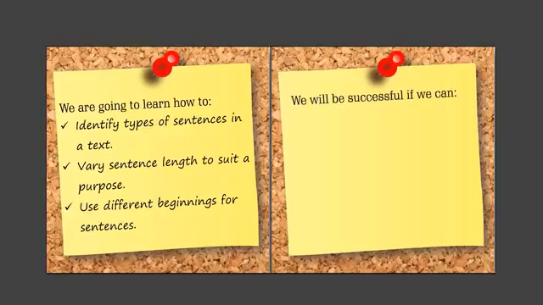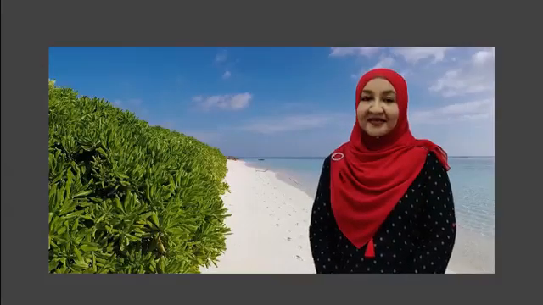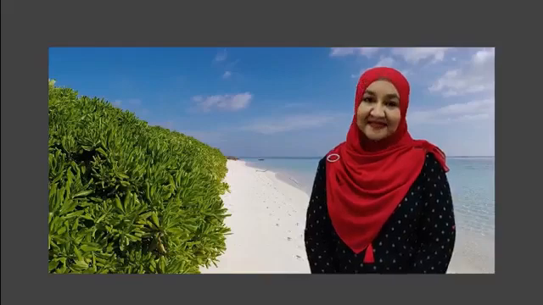By the end of the lesson, you can decide whether the lesson had been successful for you if you were able to identify the types of sentences from a text that you read. If you can watch and listen to a video and note down sentences while you watch. If you were able to write sentences that were of different lengths, and if you can begin sentences in a variety of ways. Okay? Before we start today's actual lesson, I'd like to revise the previous lesson with you.